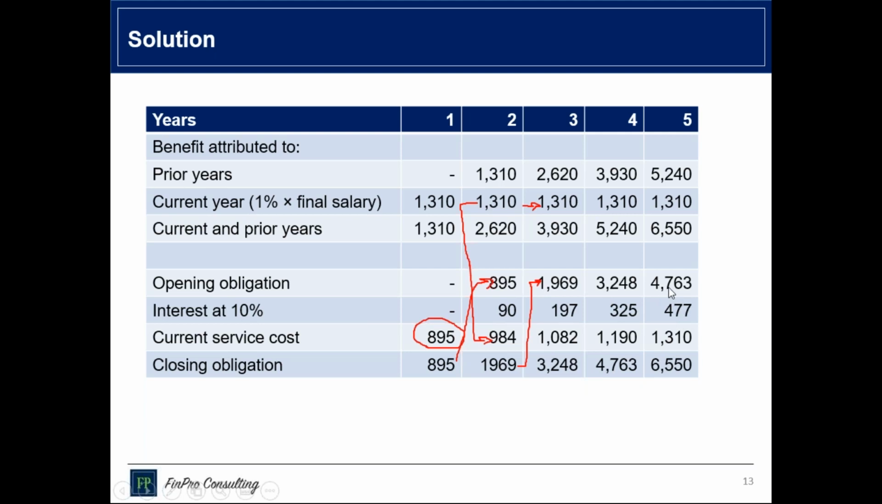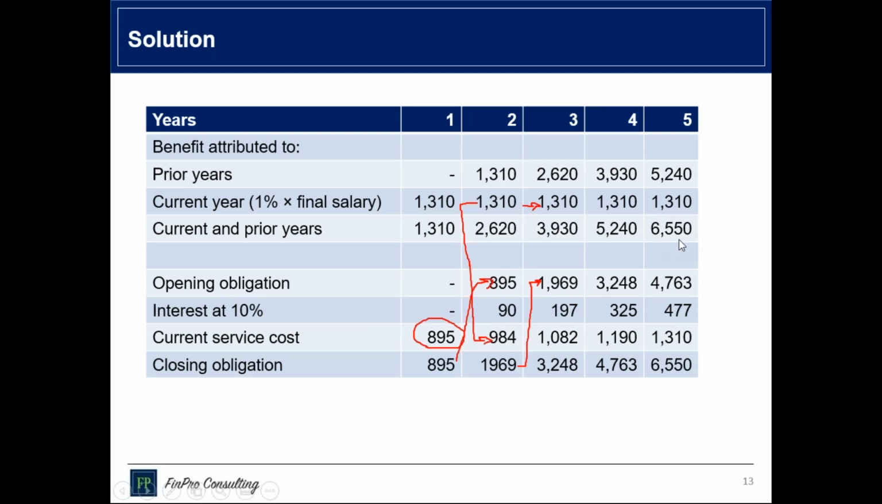The opening balance is 4763 at the beginning of the 5th year. The interest at 10% is 477 on 4763. Now there is no present valuation required because we are at the end of the 5th year. So the present value of 1310 is 1310, and finally the closing obligation is 6550. So the company was expected to pay an amount of 6550.